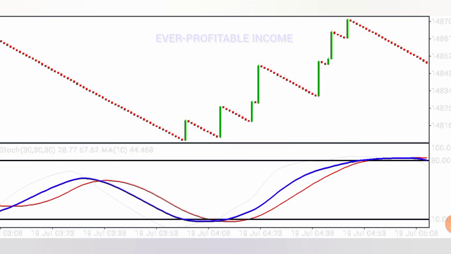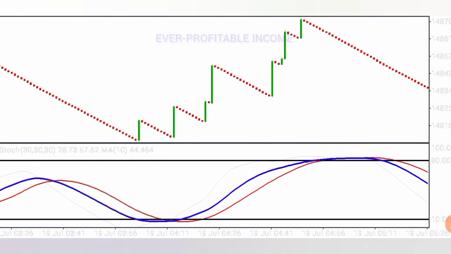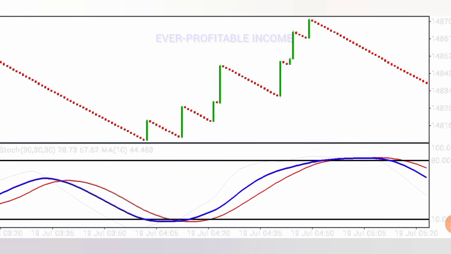So in today's video, I'm going to be showing you how to use this simple strategy to catch spikes and also to scalp. You can use it to buy or you can use it to sell the boom and crash market. Now how does this strategy work, guys?